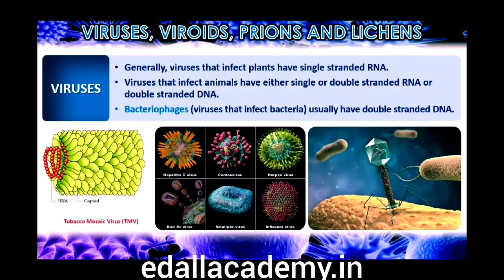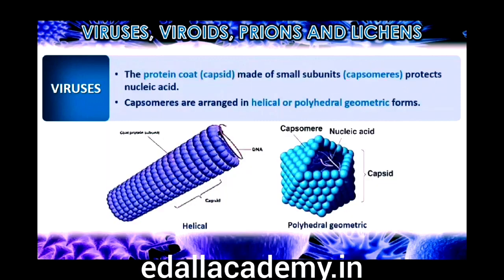In general, viruses that infect plants have single-stranded RNA, and viruses that infect animals have either single or double-stranded RNA or double-stranded DNA. Bacterial viruses or bacteriophages, viruses that infect the bacteria, are usually double-stranded DNA viruses. The protein coat called capsid, made of small subunits called capsomeres, protects the nucleic acid. These capsomeres are arranged in helical or polyhedral geometric forms.